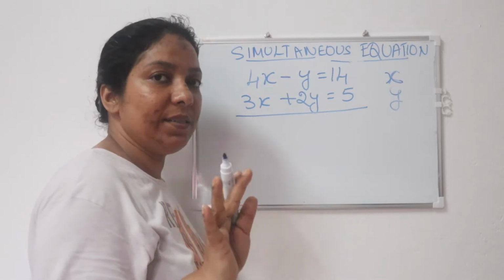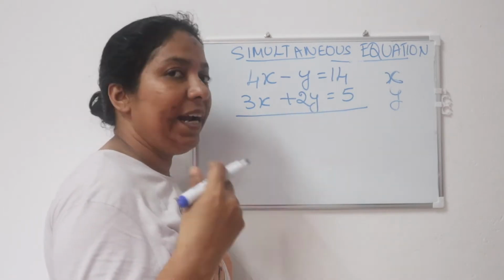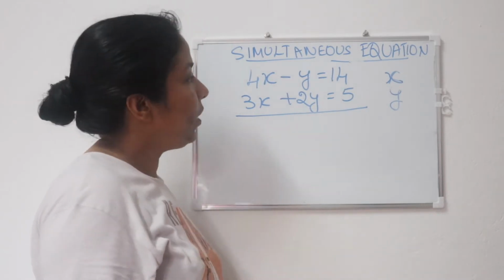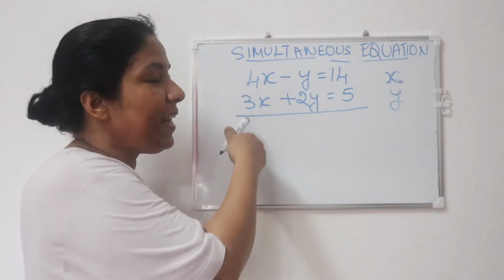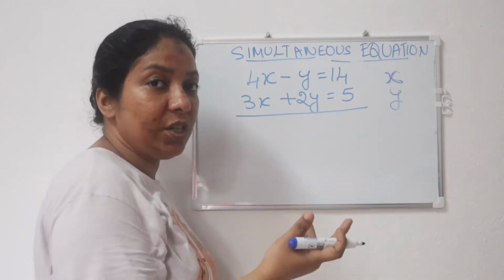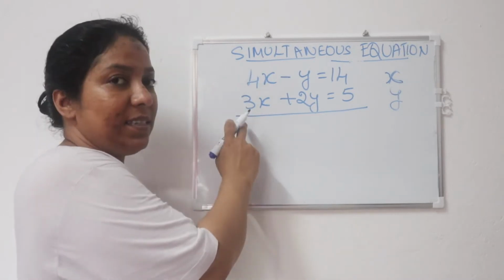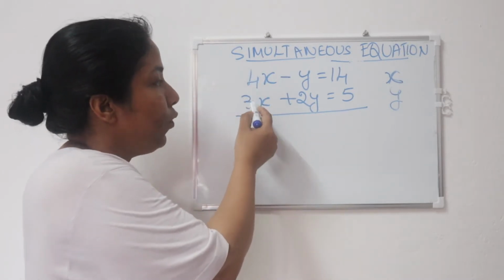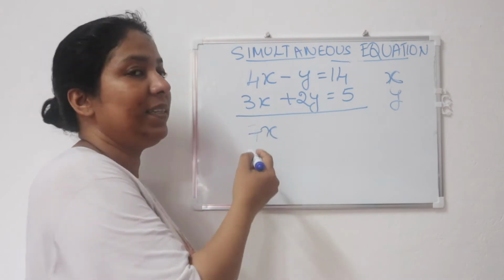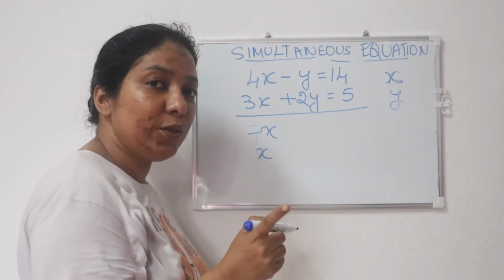Therefore, the first step is to try to eliminate either x or y by the addition, subtraction or multiplication method. It is up to you. First, let us check, is there any way to eliminate x by addition, subtraction or multiplication? Is it possible to eliminate x? No, because if you add 4 and 3, you will get 7x. If you subtract 4 and 3, you will get 1x. Therefore, x is not going to be eliminated.